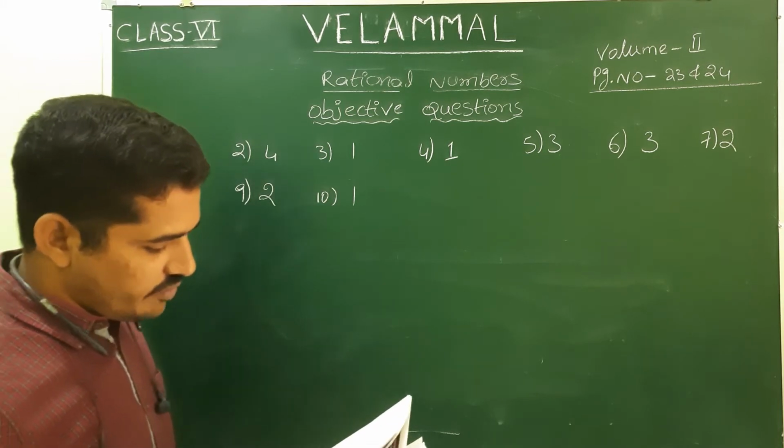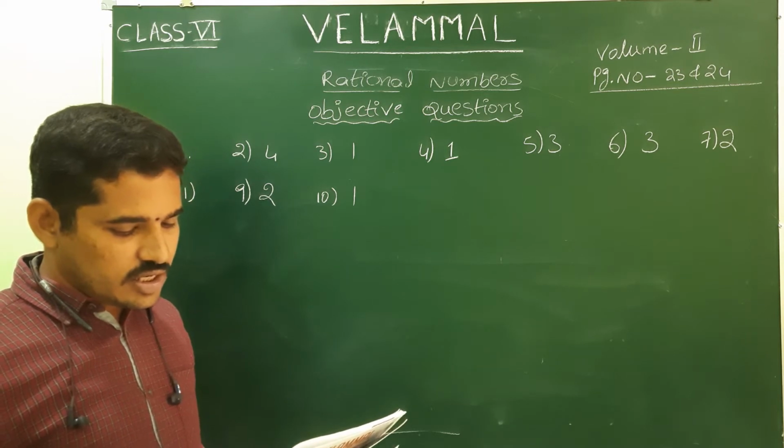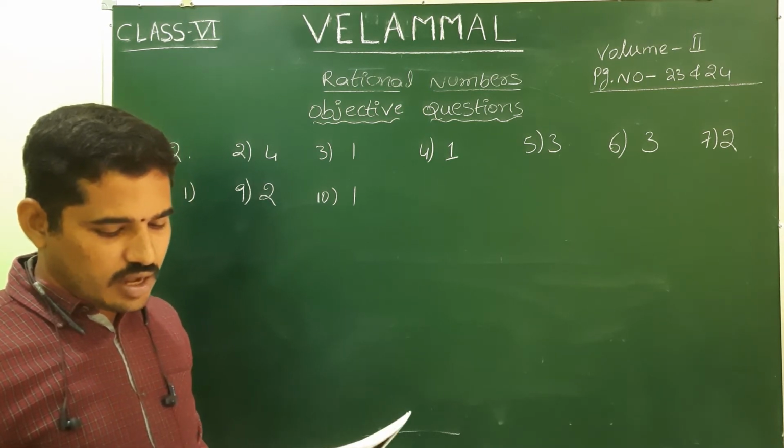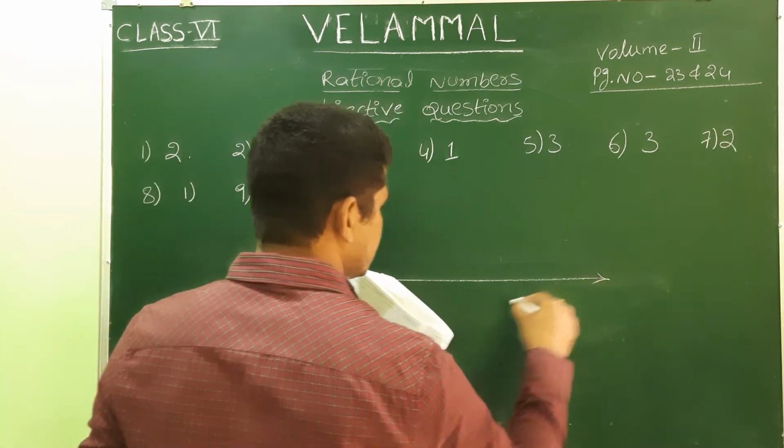And the 11th. If the rational numbers p by q and r by s correspond to the same point on the number line, p by q and r by s.